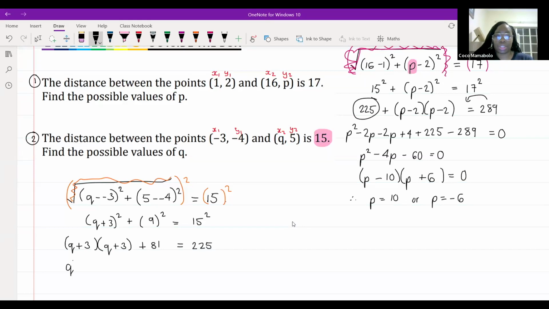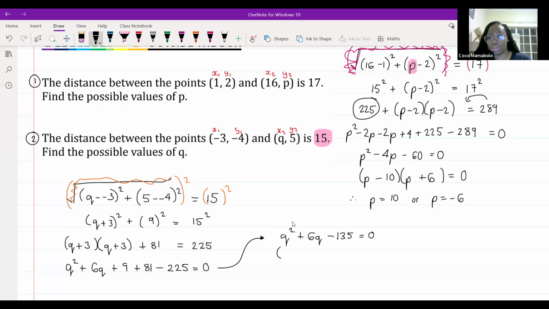So I'm then going to get q squared plus 3q plus 3q would give me 6q, plus 9 plus 81 minus 225 will equal 0. I'm just going to continue up here. I don't want to go away from the things that we're doing here. So q squared plus 6q, and 9 plus 81 is 90. 225 minus 90 would give us 135 is equal to 0.